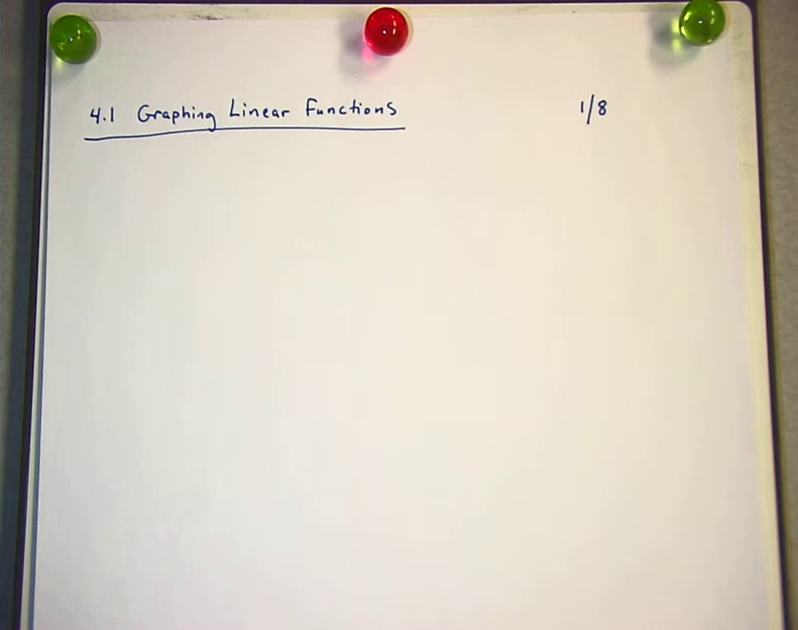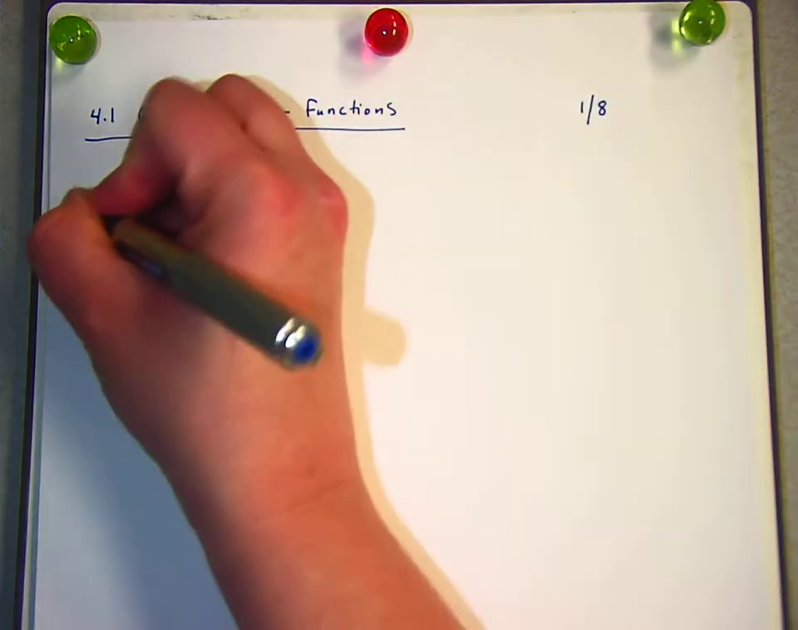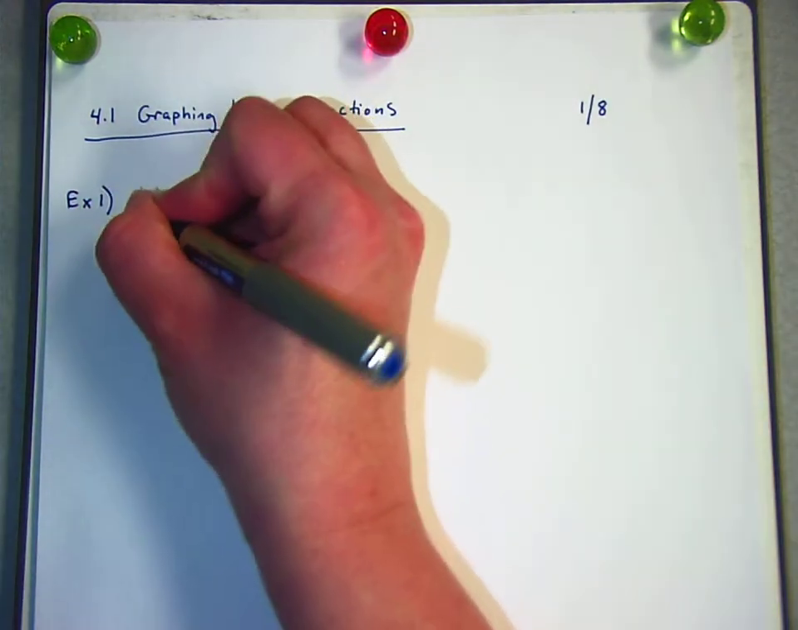All right, let's get moving on this. Go ahead and set up your notes. 4.1, graphing linear functions. Today is 1/8. And we're going to start with this example. We're only actually going to do 2 examples today.